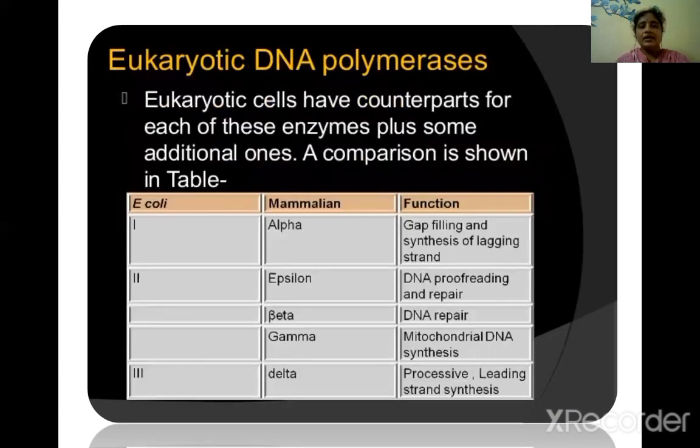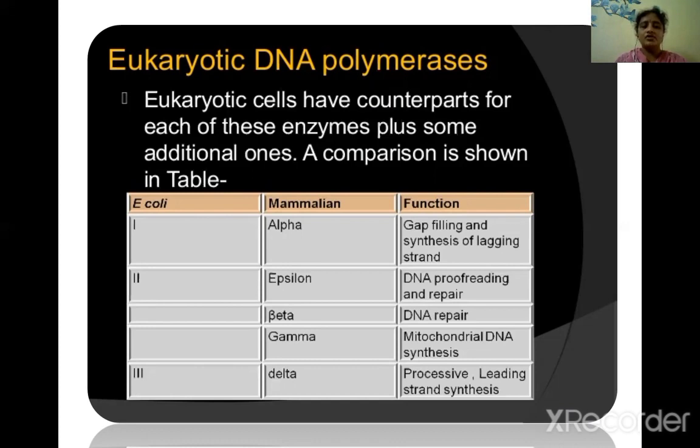In eukaryotic DNA polymerases, eukaryotic cells have counterparts for each of these enzymes plus some additional ones. A comparison is shown in this table. This table represents E. coli 1, 2, and 3 and mammalian cells, and their functions. First one, E. coli DNA polymerase 1, which is indicated as alpha. Its function is gap filling and synthesis of the lagging strand.